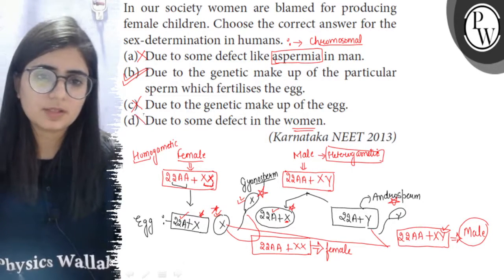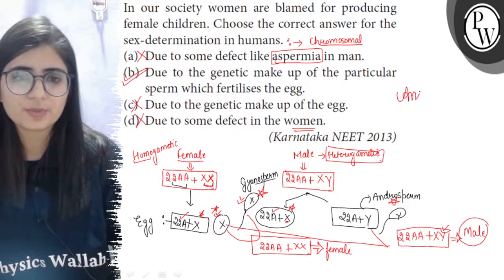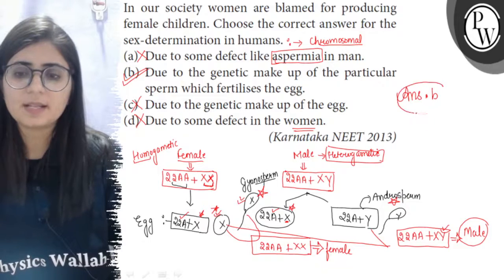So we have discussed that the mechanism of sex determination is based on the chromosomes. So option B is the right answer of this.